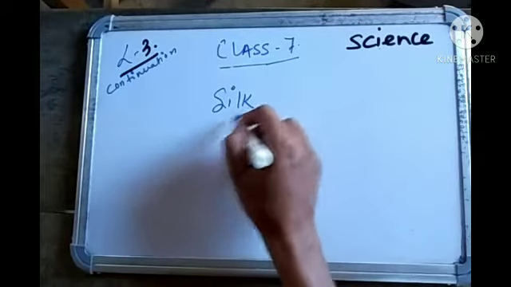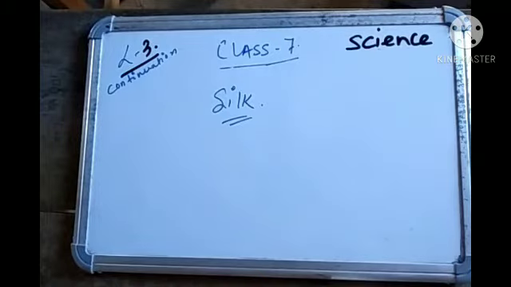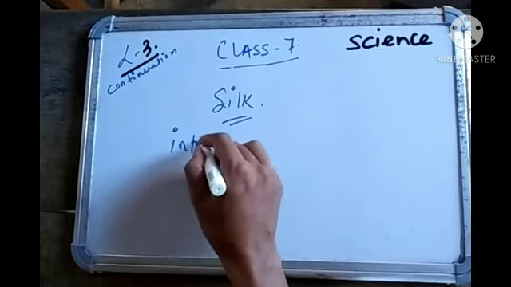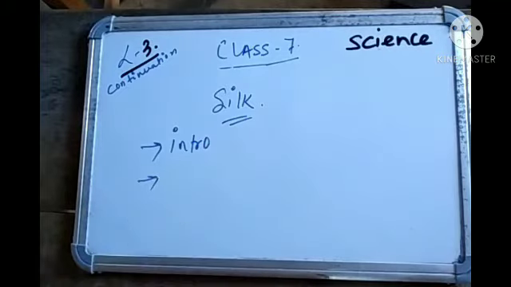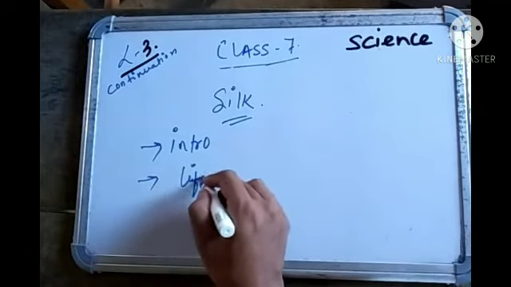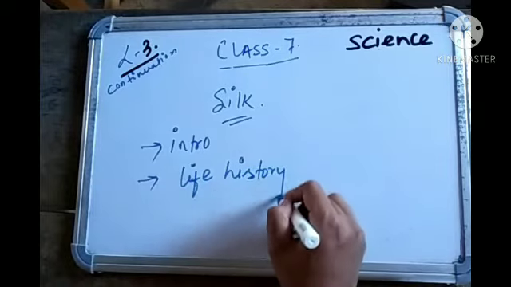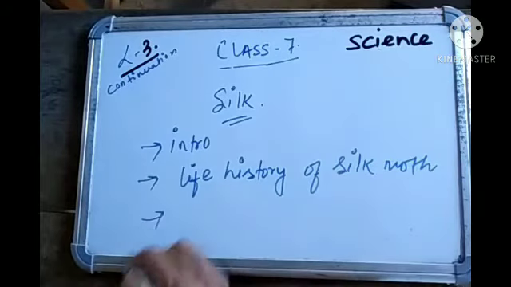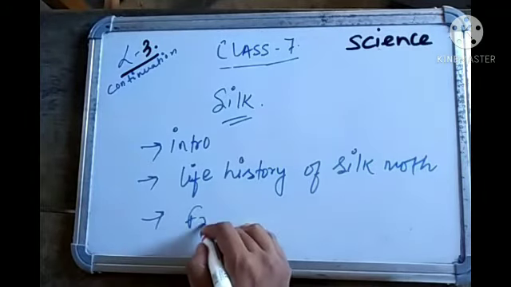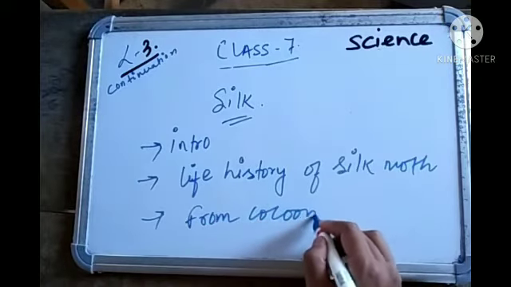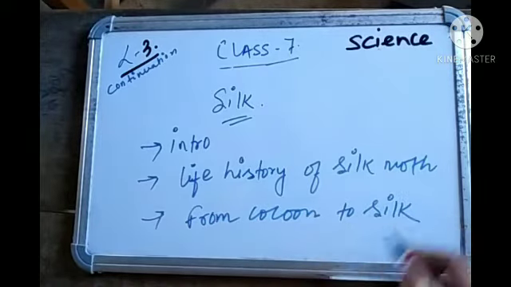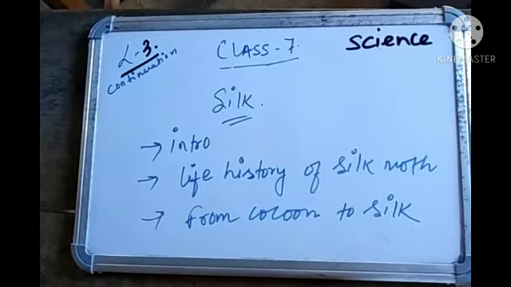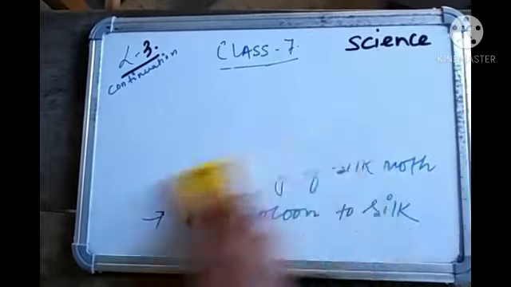Silk. This is the second topic of lesson number 3, silk. Under this we are going to learn the introduction, then the life history of silk moth, the life cycle in short. Then the third is from cocoon to silk. So today we are going to discuss silk, introduction, life history of a silk moth. How do we obtain silk from cocoon? So let's start with the introduction part.